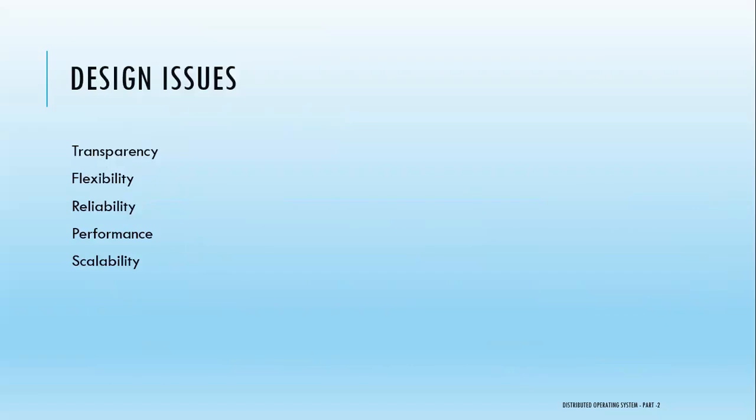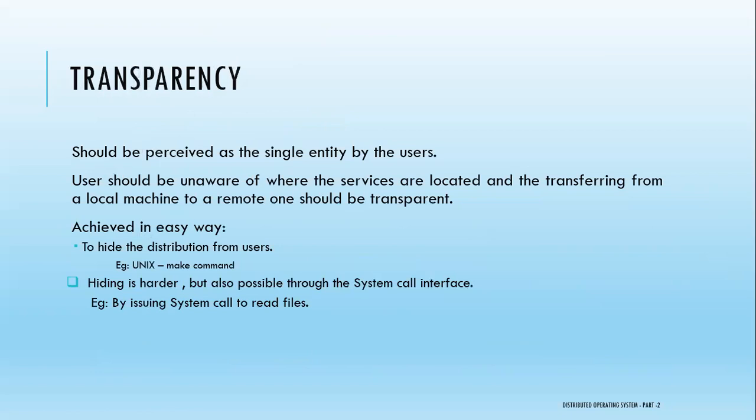Design issues, we can list them out. The first one is transparency, then flexibility, reliability, performance, and scalability. Transparency should be achieved as a single entity by the users. Users should be unaware of where the services are located, and transferring them from a local machine to a remote one should be transparent. Hiding the distribution from users is achieved in an easy way, for example the Unix make command. Hiding is harder, but also possible, through the system call interface, by issuing calls to read files.